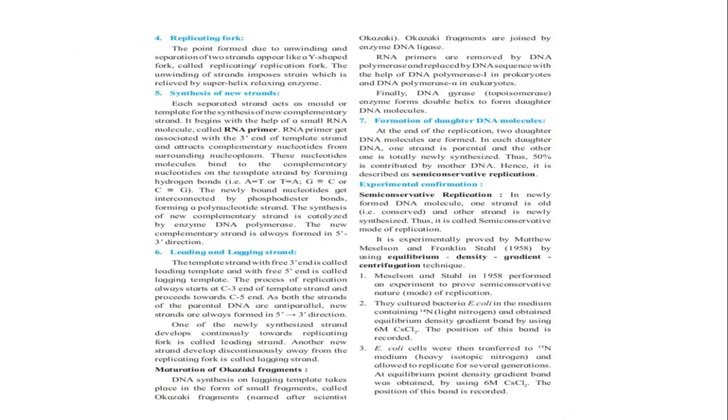Number 4, replicating fork. The point formed due to the unwinding and separation of the two strands appears like a Y-shaped fork, called the replication fork. The unwinding of the strands imposes strain, which is relieved by superhelix relaxing enzymes. Fifth point, synthesis of new strand.